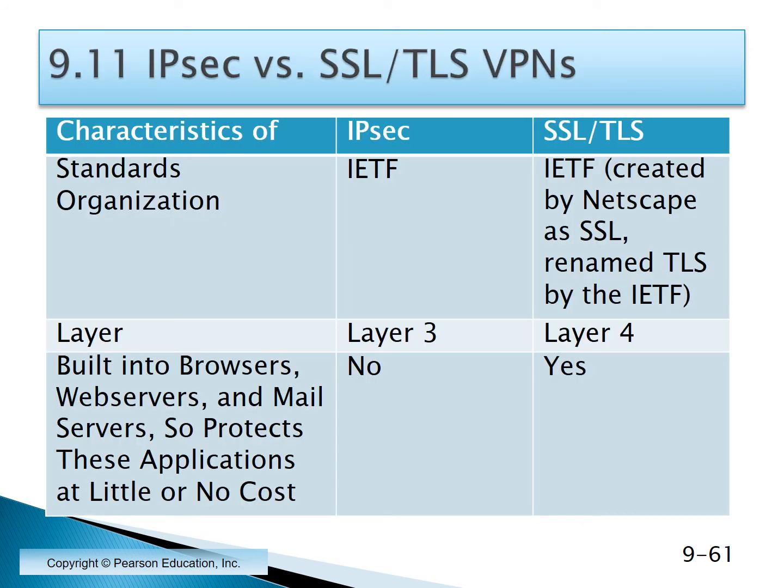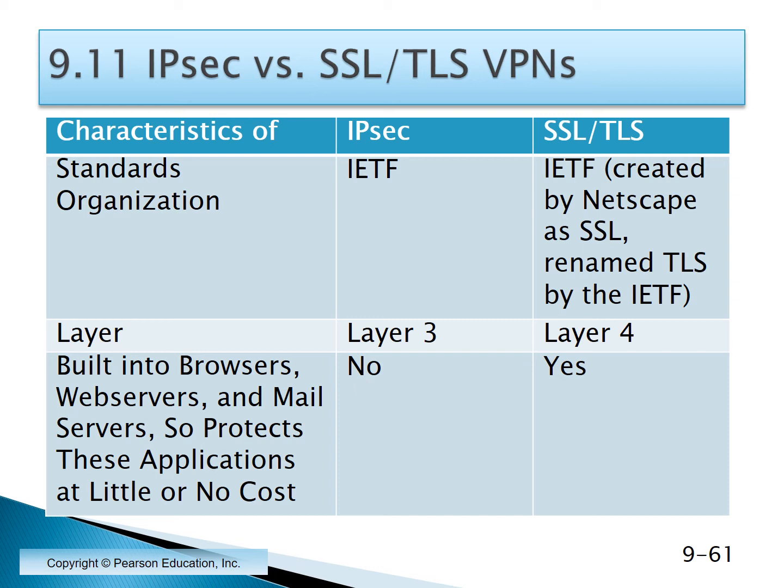So it's just a quick comparison of IPsec versus SSL/TLS VPNs. The IPsec VPNs of course are handled by the IETF, and SSL/TLS was originally created by Netscape as SSL, and later on was renamed TLS by the IETF. So basically both of them are under the management of IETF, but they are at different layers. IPsec works mostly at layer 3, and SSL/TLS works at layer 4.